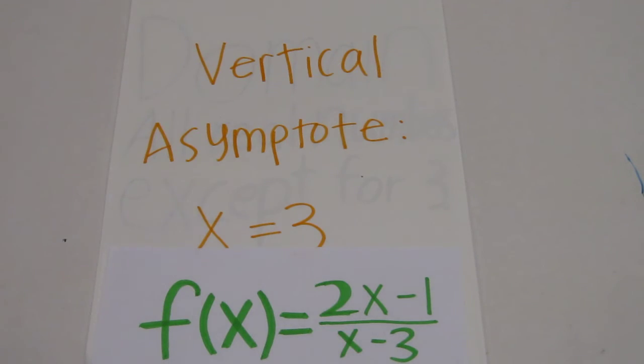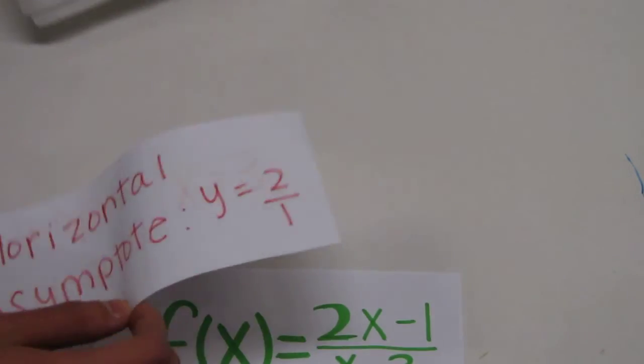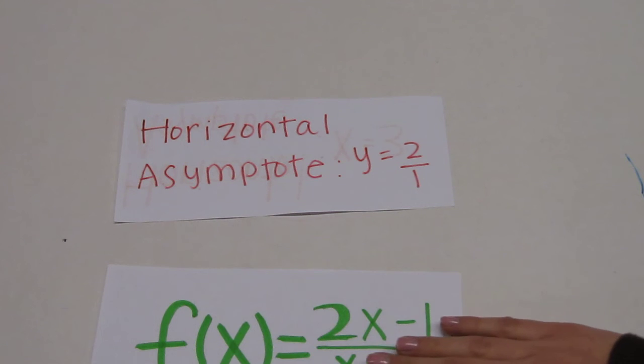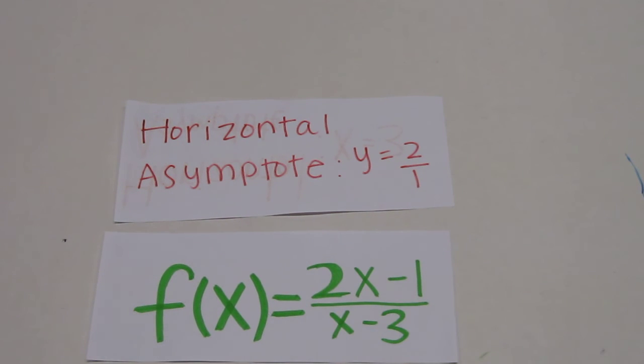In our equation, f(x) = (2x - 1)/(x - 3), the highest power of x in the numerator and denominator is 1. Therefore, there is not a slant asymptote, and the horizontal asymptote is y = 2. The vertical and horizontal asymptotes we found are graphed accordingly.